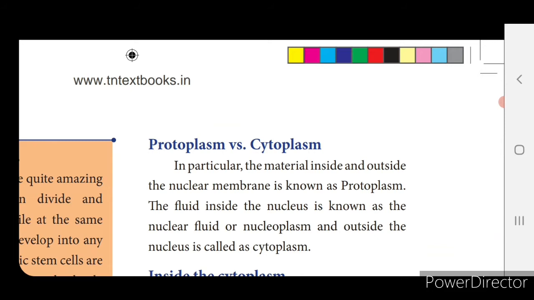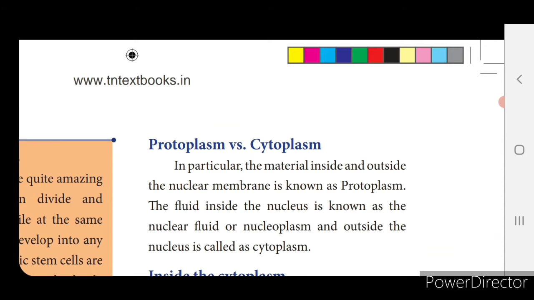Clear children? Inside the nucleus some liquid will be there. Outside the nucleus, cytoplasm is there. Collectively, the cytoplasm with the nuclear liquid, we call that protoplasm. The fluid inside the nucleus is known as the nuclear fluid or nucleoplasm, and outside the nucleus we call it cytoplasm. Together we call it protoplasm.